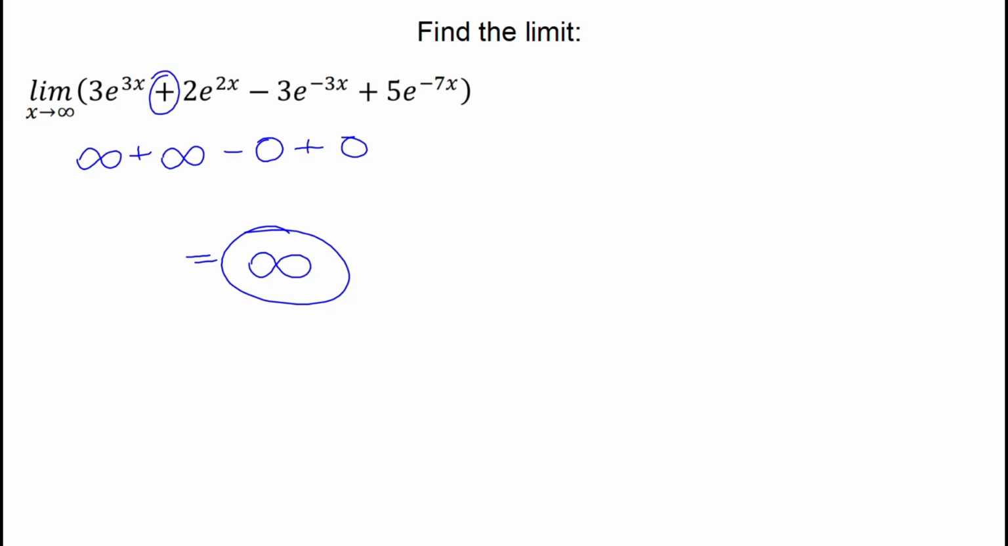Now, if this had happened to be a minus sign, then we'd have to do a similar thing to what we did in the previous problem, where we factored out an e to the positive 3x. And we could leave these two off by themselves, and then we'd factor an e to the 3x out of these two. And that would allow us to solve this problem.